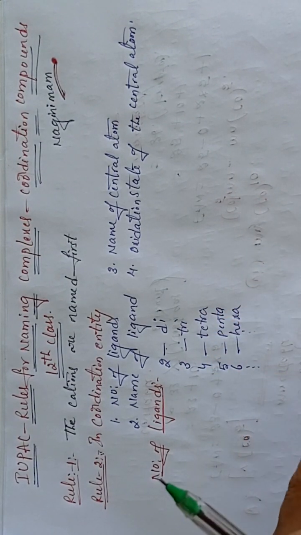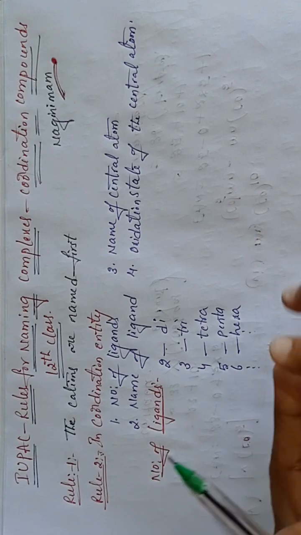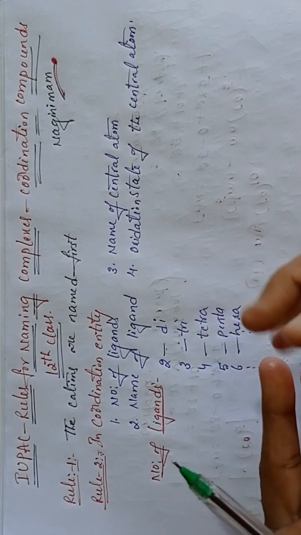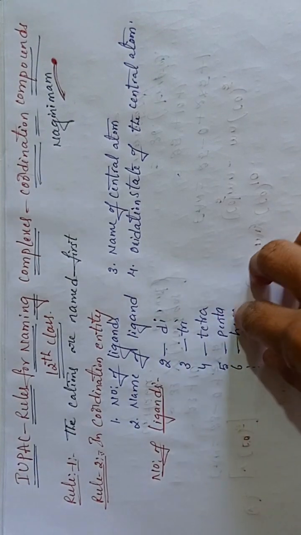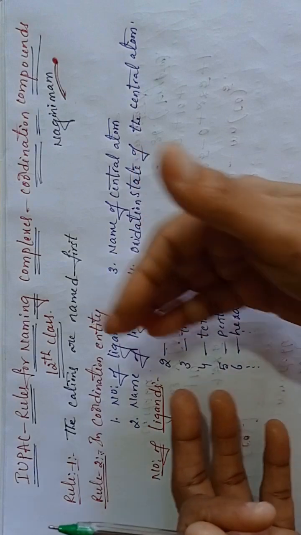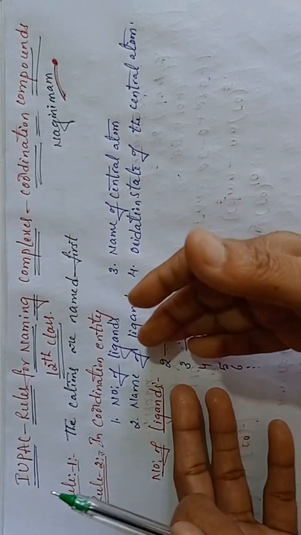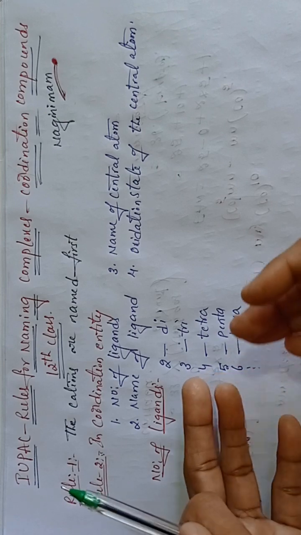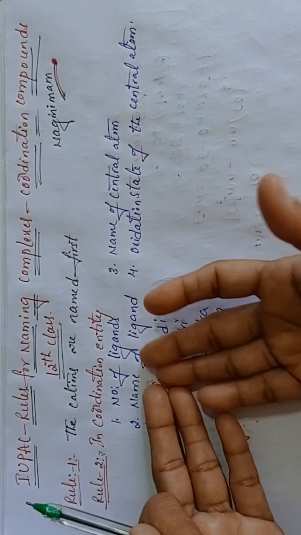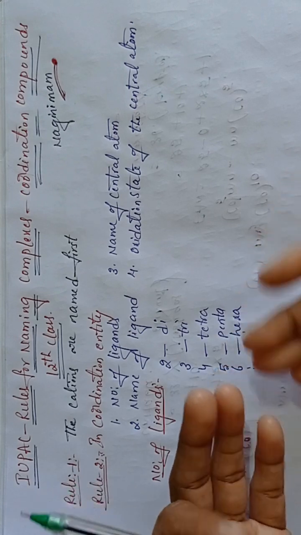But in some cases, students, the names of some ligands already contain these prefixes in their names. Then we should not use these prefixes. We have to use other prefixes instead of these numbers. Those are bis, tris, tetrakis, etc.